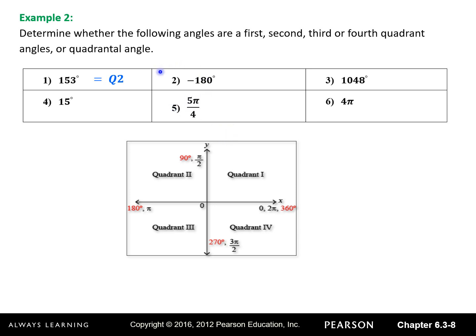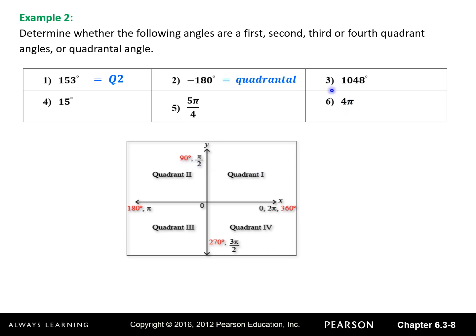The second angle is negative 180 degrees. Since this is negative, we can say that the direction of this angle is clockwise, starting from the positive x-axis. This is negative 90 degrees. Then add another 90. This is negative 180 degrees. So we can say that this is a quadrantal angle.